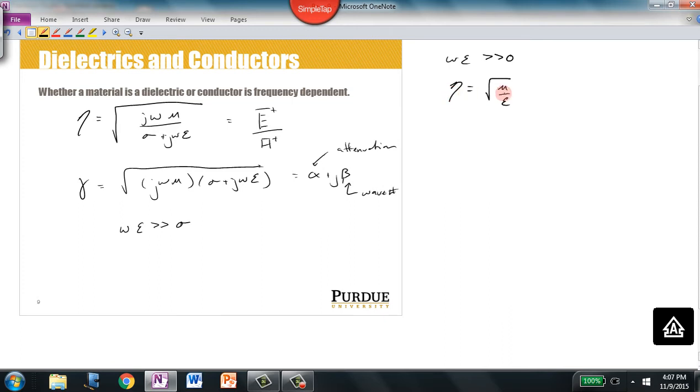And we see that the intrinsic impedance, the relationship between E and H, is purely real. Right? There's no j term in here, and there's no phase shift. There's no angle or anything like that. The complex propagation constant, if sigma goes to 0, is going to be j omega root mu epsilon.